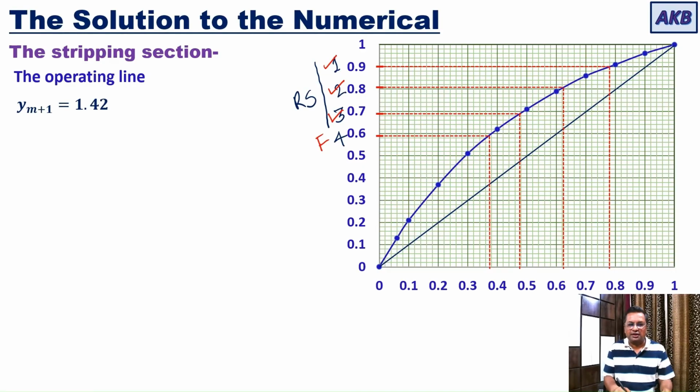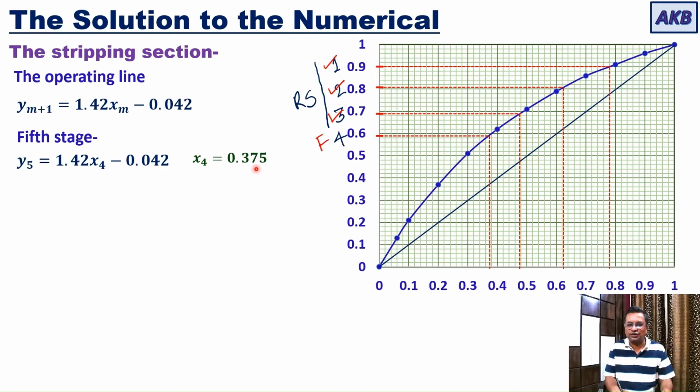Let us move ahead. Equation for the stripping section line is y(m+1) is equal to 1.42 xm minus 0.042. Now we are going to move on to the fifth stage. For fifth stage, the equation will now be y5 is equal to 1.42 into x4 minus 0.042, and x4 was previously obtained. x4 is 0.375. Let us use it. That gives us y5 is equal to 1.42 into 0.375 minus 0.042. That gives y5 as 0.49.